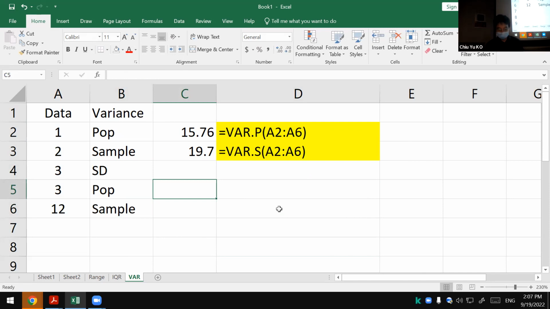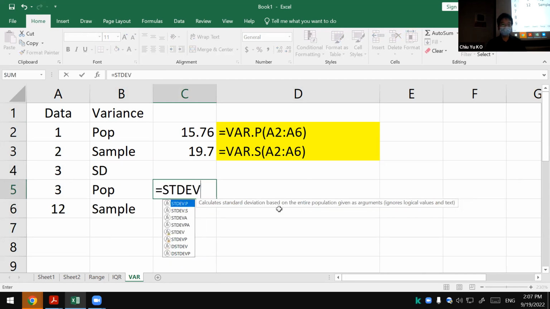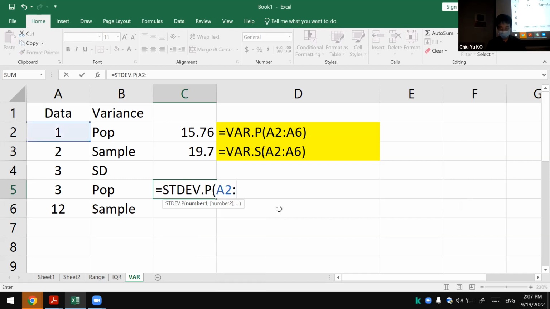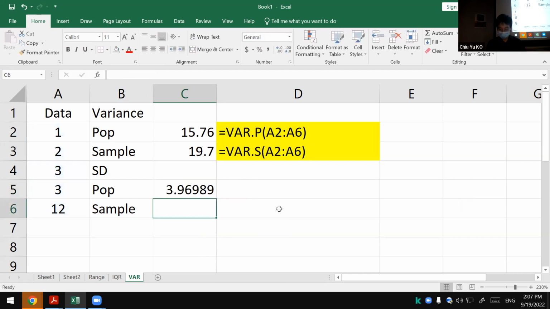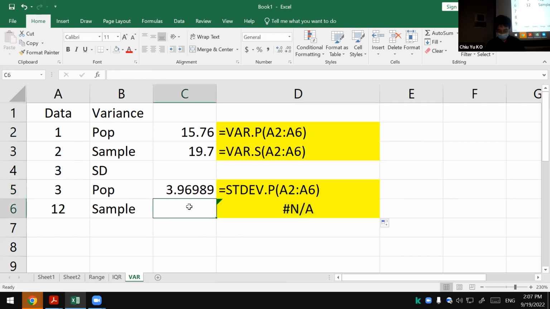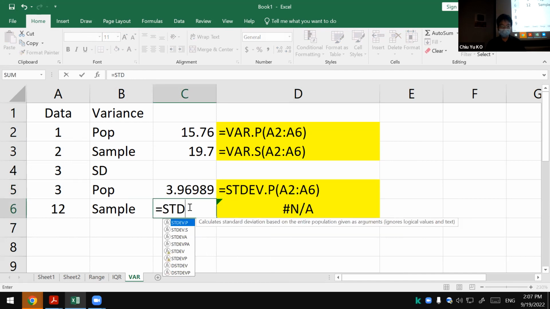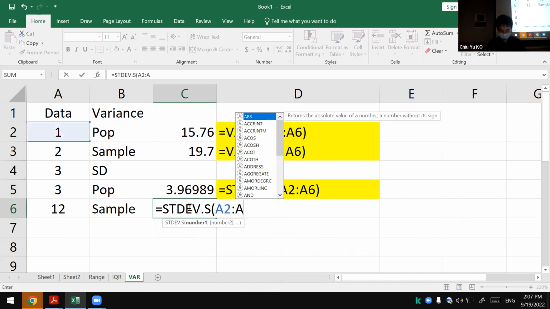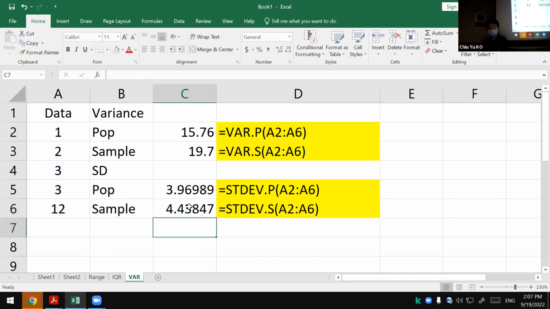So how do we do that? The formula will be STDEV.P A2 up to A6, for example here, right? So this is the formula for population. And we can do STDEV.S A2 up to A6. Okay, so that's how you do the standard deviation.